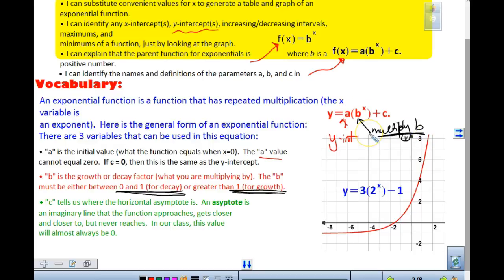So when I look at the b, if something's doubling, it'd be 2. If it's tripling, it's 3. If I'm taking half of it and it's getting smaller, that would be 1/2. That's going to be that value. It's going to be that number.